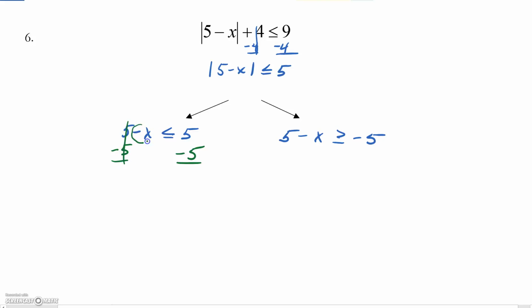Remember that negative sign when we bring this down. This is a negative x less than or equal to 5 minus 5, which is 0. This is perfectly okay. There's nothing wrong with this inequality.